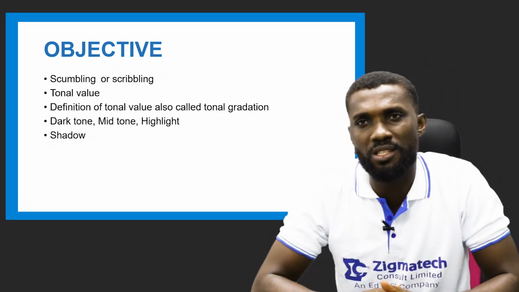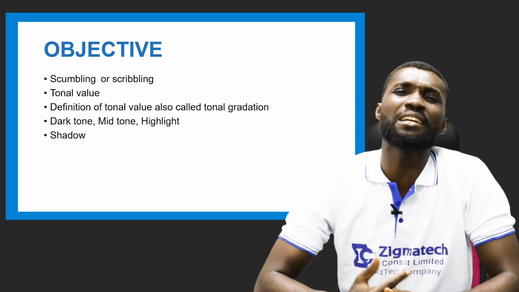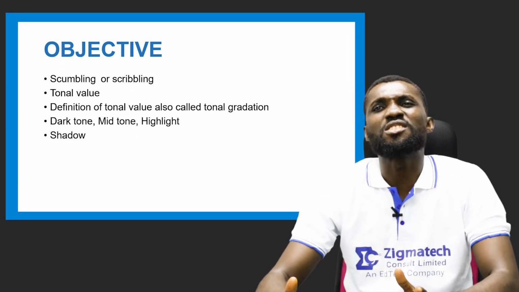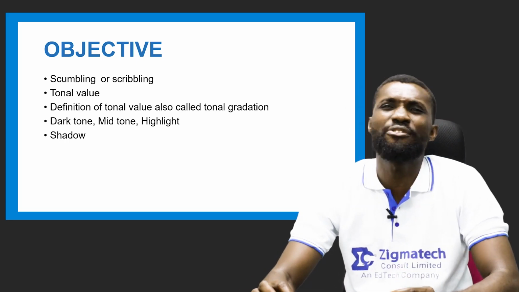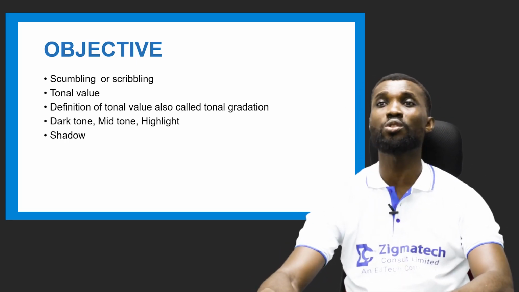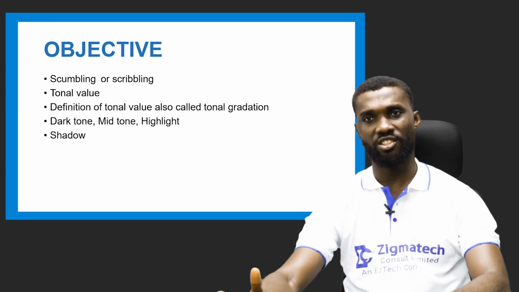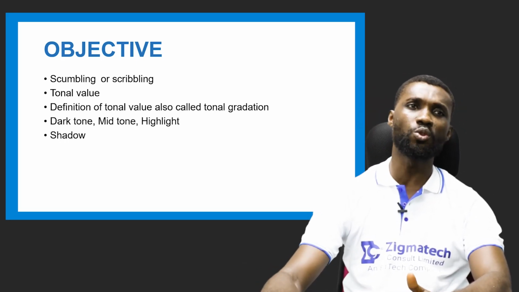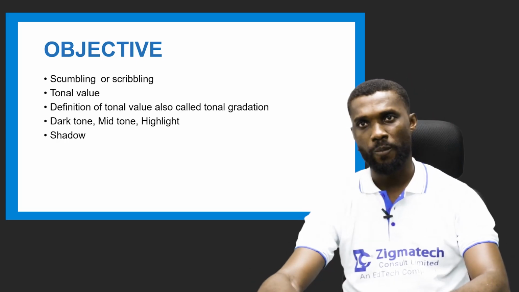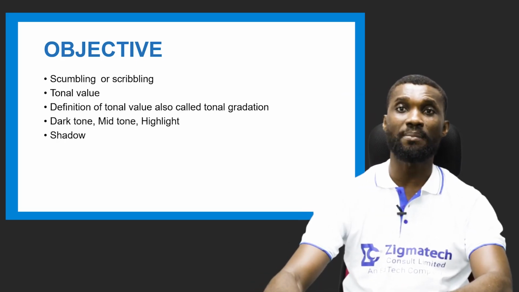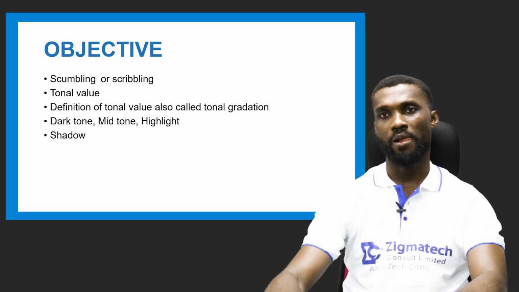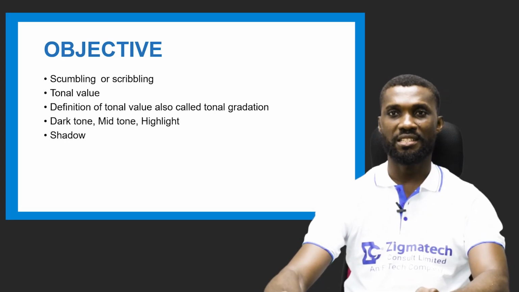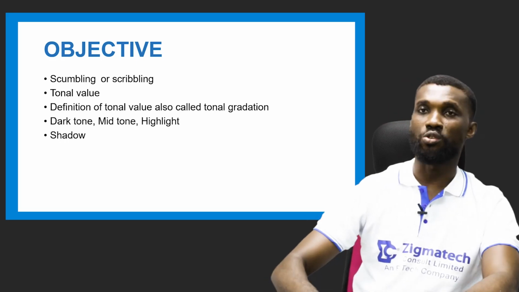So let's look at our specific objective. We've talked about scribbling. Now we are going to look at tonal value and the definition of tonal value, which is also called tonal gradation. Then we're also going to look at the dark tone, the mid tone, and the highlight. And finally, we are also going to talk about shadow. All these we're going to cover in the course of the study, and then we take it up from there.